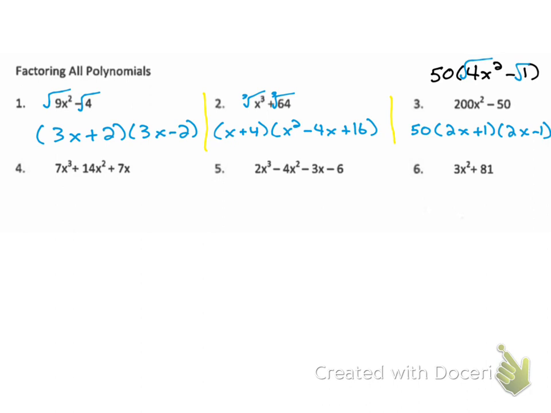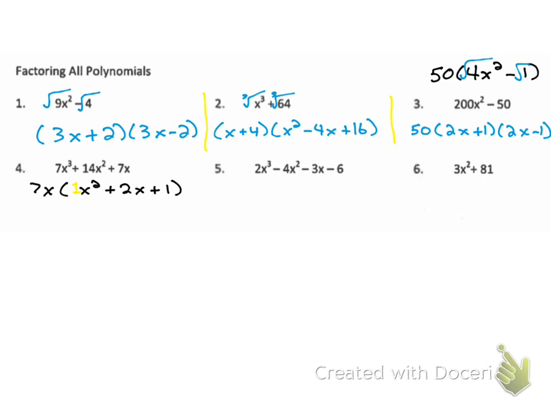Number 4, again, first step whenever we factor, we're looking for GCF. What would the GCF be there? 7x, which that would leave me with x squared plus 2x plus 1. So now we have a trinomial where a equals 1, right?